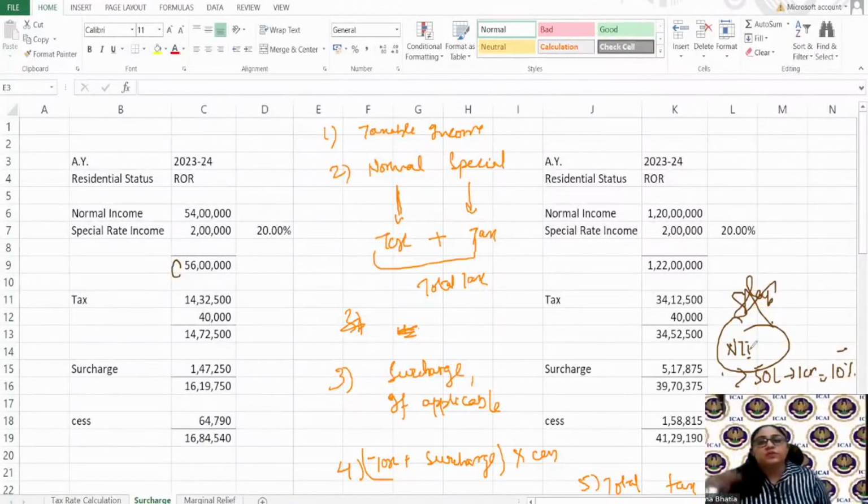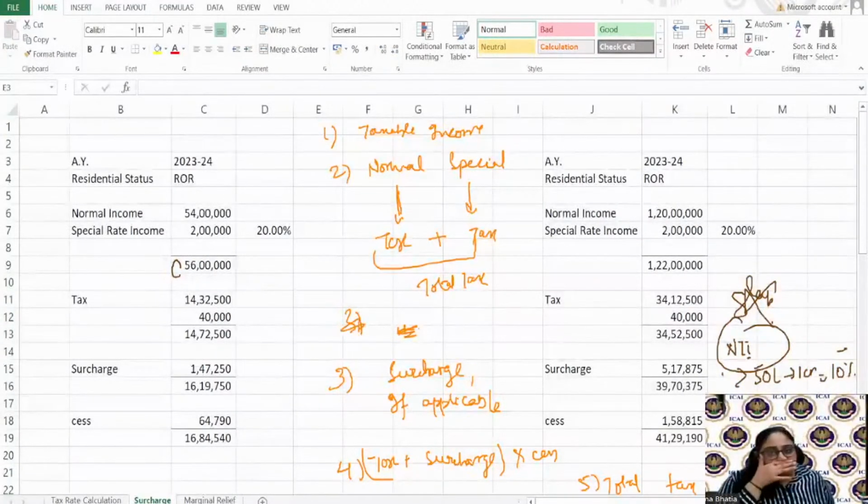Then you have to see whether it is 50 lakhs to 1 crore, 1 crore to 2 crore, 2 crore to 5 crore, or more than 5 crore. Okay. Income is 4 crore 80 lakhs, 25% surcharge. Income is 10 crore, 37% surcharge. Income is 30 lakhs, no surcharge. Okay. Ma'am, how to calculate it?